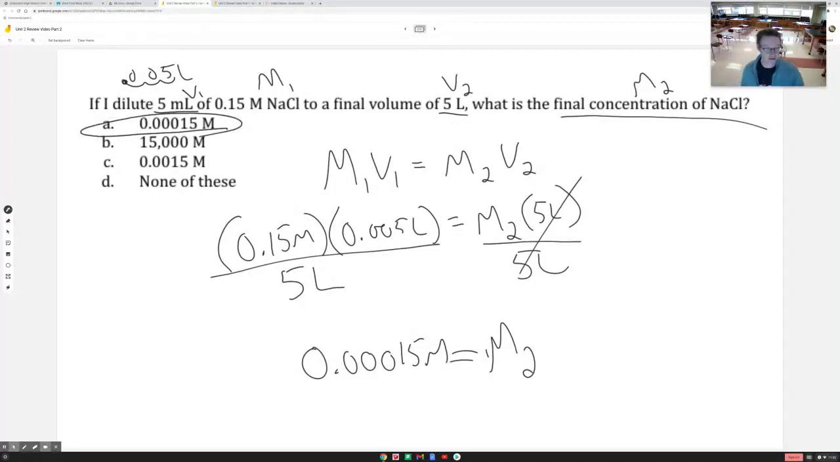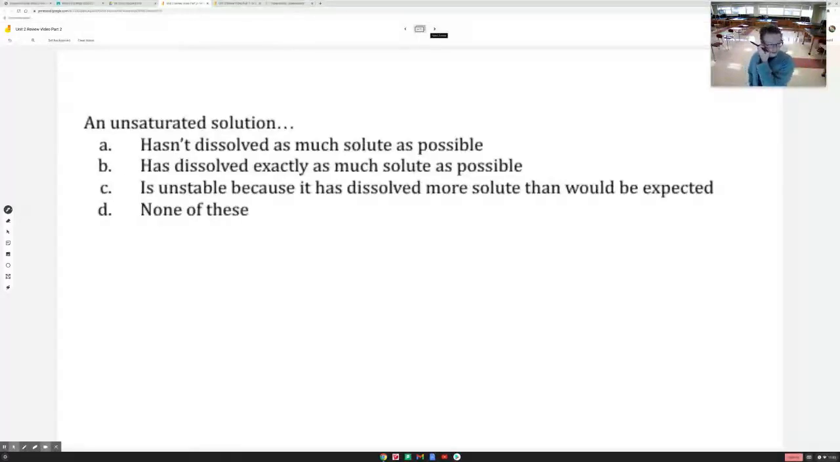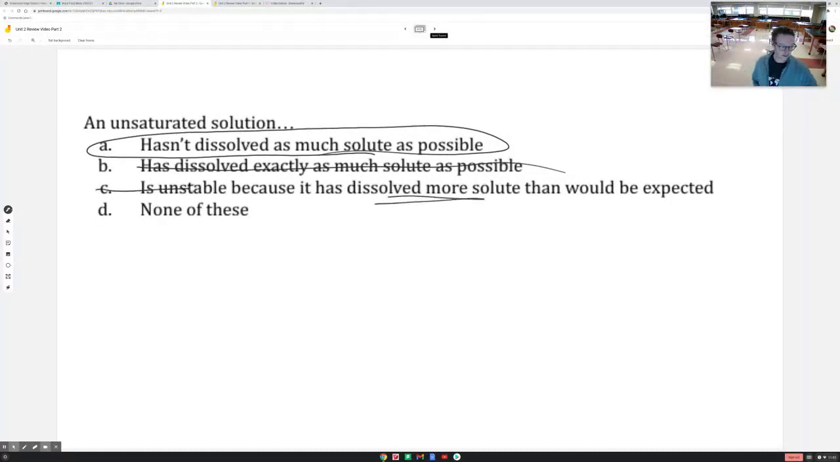And if you didn't convert the milliliters to liters or the liters to milliliters, you probably would have thought, well, it's none of these because there's none that match, because your decimal point would have ended up in the wrong place. So this is just a vocabulary. Unsaturated means it's not yet saturated. It is not full. It is not holding as much solute as possible. Exactly as much as possible is saturated, and unstable because it's holding more solute than normal, that would be supersaturated. Okay, so the definition of unsaturated means it hasn't dissolved as much as possible yet.